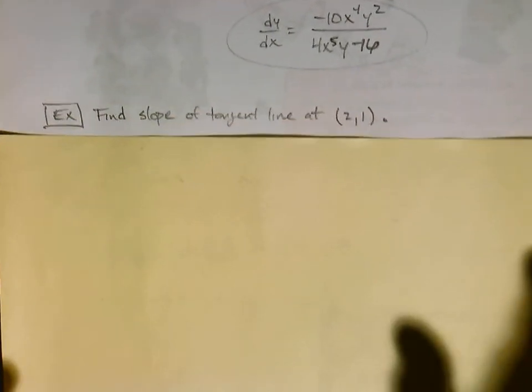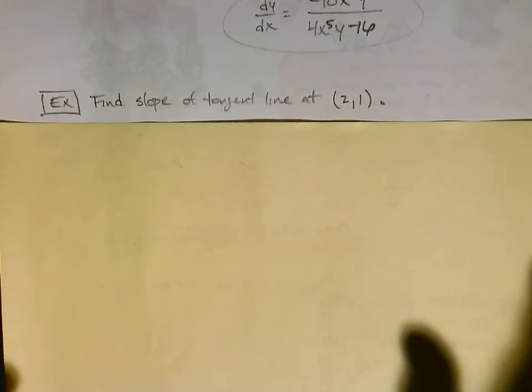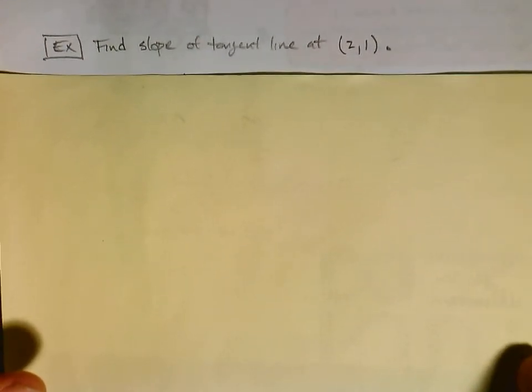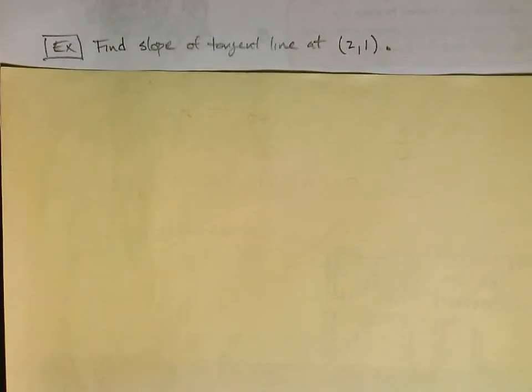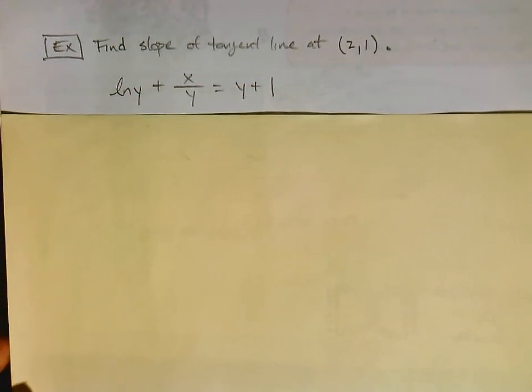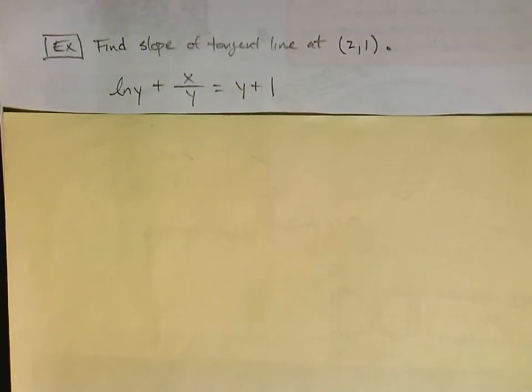Okay. What else might you see? Well, maybe you don't just want a derivative, dy over dx. Maybe there's more to do. You might need to find the slope of a tangent line. So let's take a look. This one involves a natural log, and we've got a fraction. Find the slope of the tangent line at the point (2, 1).